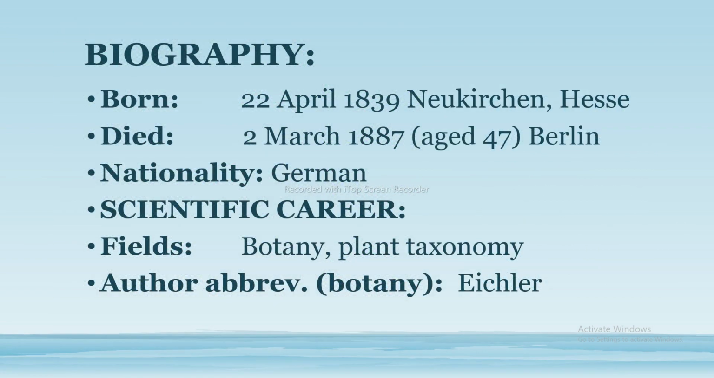Next, I am going to discuss the biography. Biography includes the date of birth. He was born on the 22nd of April 1839 in Neukirchen, Hesse, and died on the 2nd of March 1887 at the age of 47 in Berlin. Nationality: German. Scientific career includes the fields of botany and plant taxonomy. Author abbreviation for botany is Eichler.